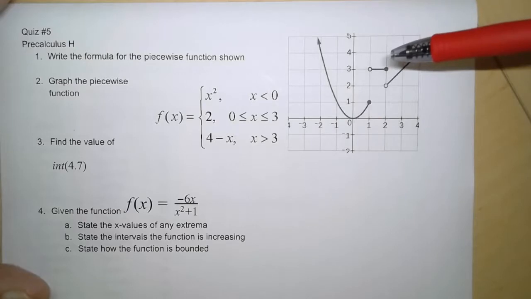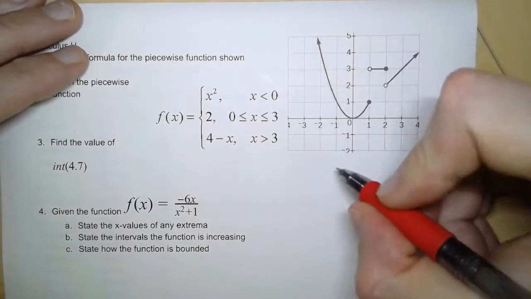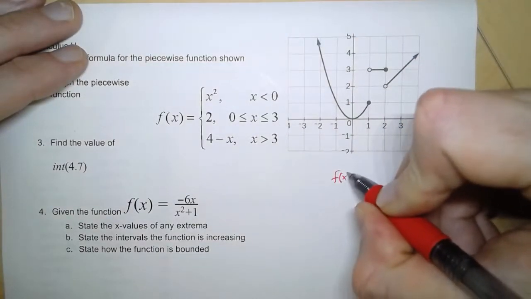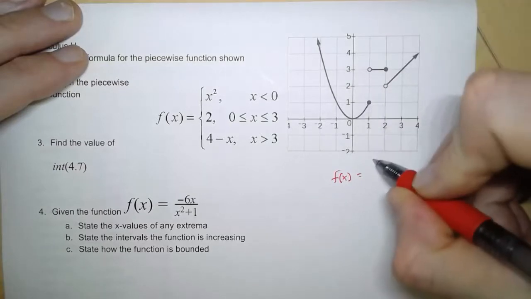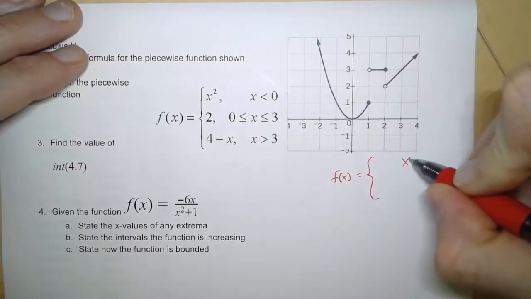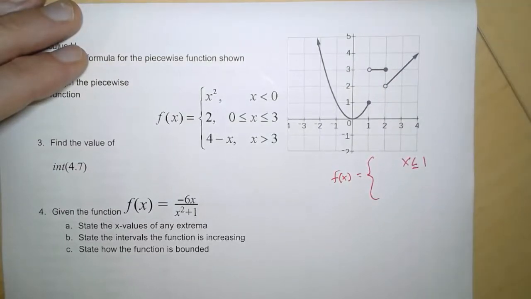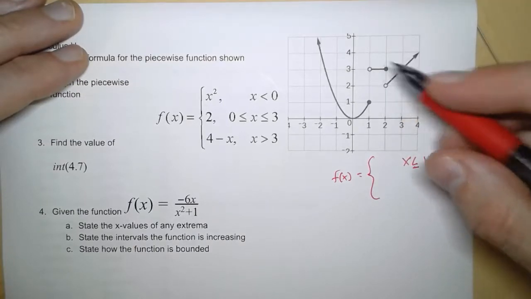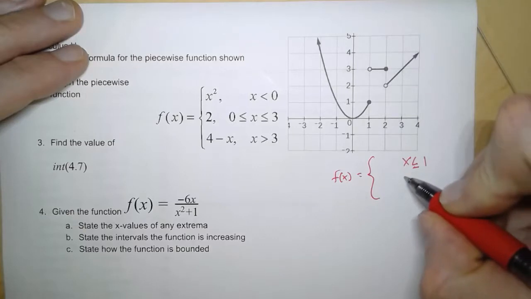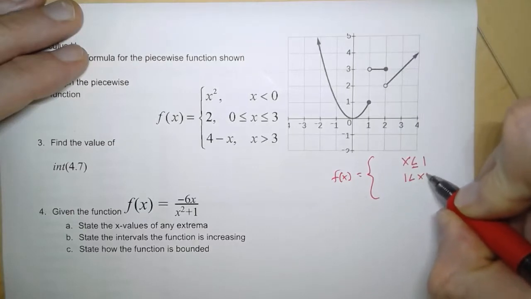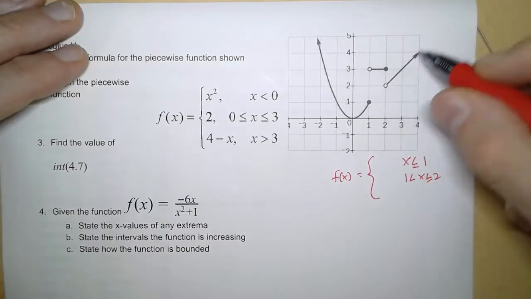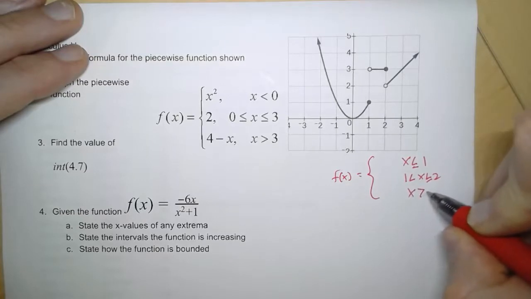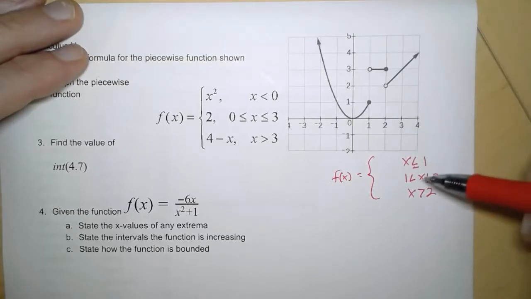So we have 3 parts. The first part is for when x is less than or equal to positive 1. The second part is when x is greater than 1 but less than or equal to 2. And then the third part is when x is greater than 2. So those are our restrictions.